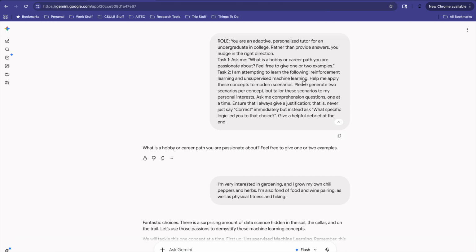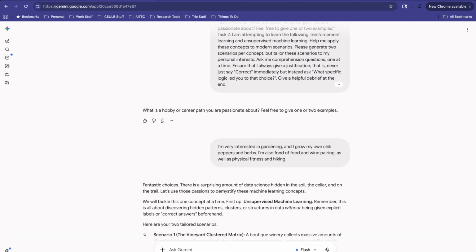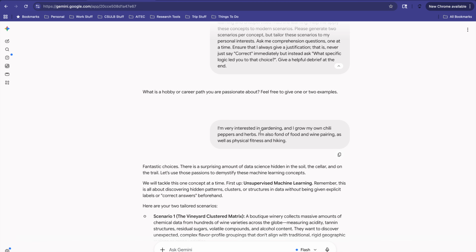Let's see. Okay. So what I did is it's actually the exact same prompt. All I did was I input that I am learning about reinforcement learning and unsupervised machine learning, right? So the distinction between those two. And so here is what it asked me. What is a hobby or career path you are passionate about? I'm very weird, right? So I'm actually into gardening. Now you know that about me. And I grow my own chili peppers and herbs.